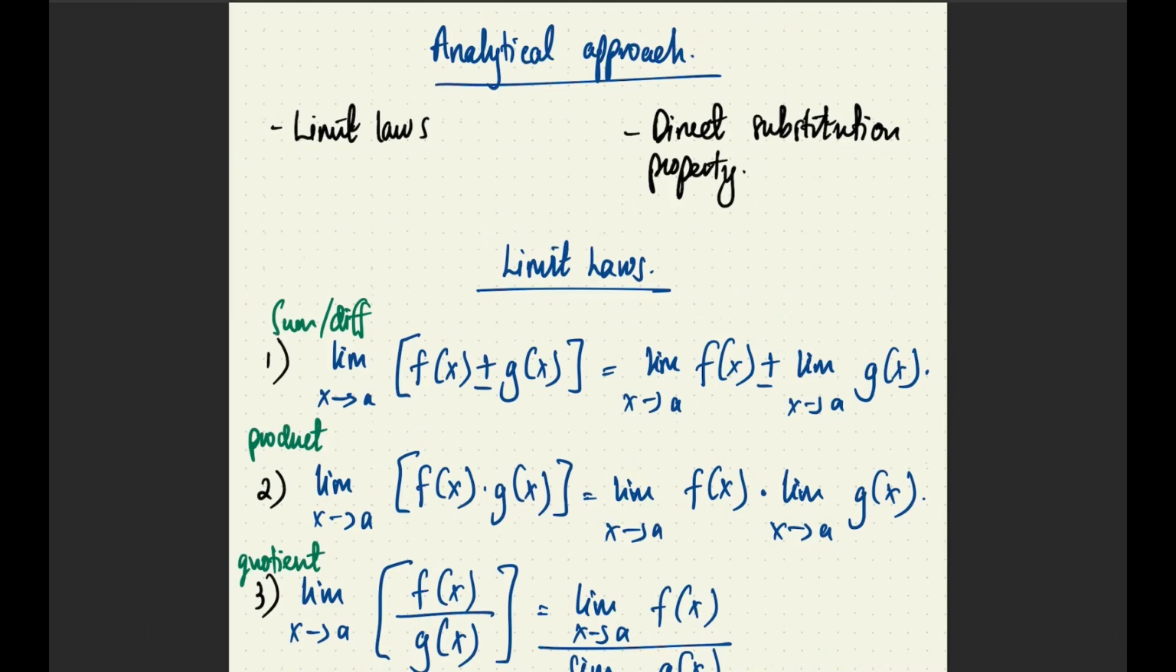Alright, so the third and final approach for evaluating limits is the analytical approach. This basically talks about the limit laws and the direct substitution property. There are several limit laws. The first one is the sum or difference law.